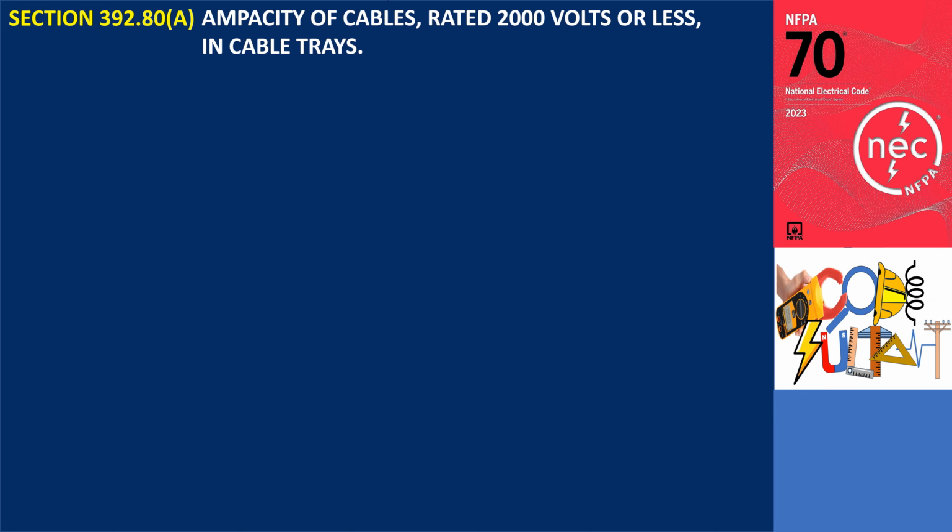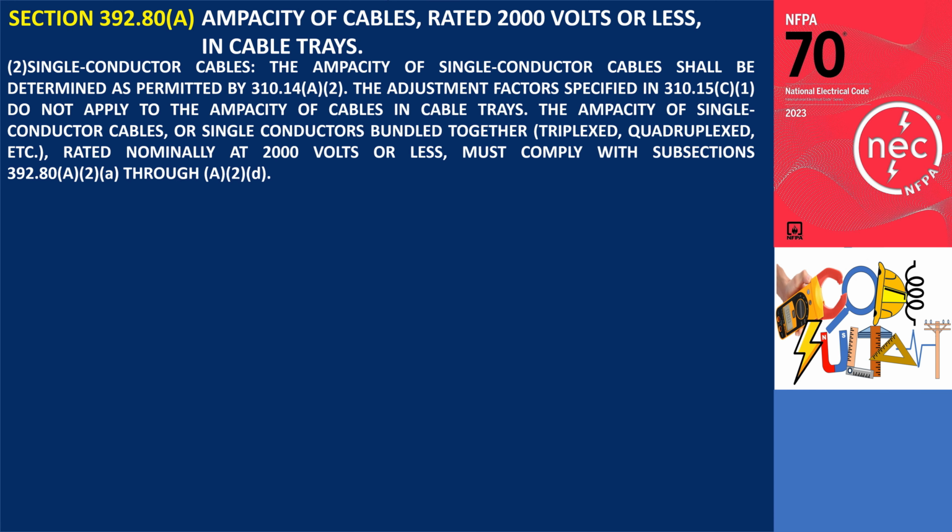Section 392.80(A)(2), Single Conductor Cables. The ampacity of single conductor cables shall be determined as permitted by 310.14(A)(2). The adjustment factors specified in 310.15(C)(1) do not apply to the ampacity of cables in cable trays. The ampacity of single conductor cables, or single conductors bundled together, triplexed, quadruplexed, etc., rated nominally at 2000 volts or less, must comply with subsections 392.80(A)(2)(a) through (A)(2)(d).